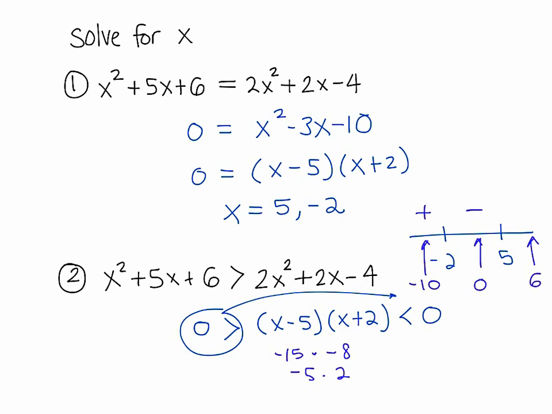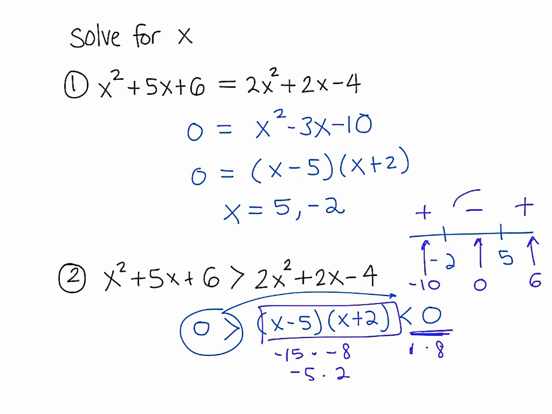If we plug in an x value of 6, we have 6 minus 5 is 1, and then 6 plus 2, that's 8, so that's going to be another positive number. We're trying to look for when x minus 5 times x plus 2 is less than 0. Less than 0, that's all negative numbers.